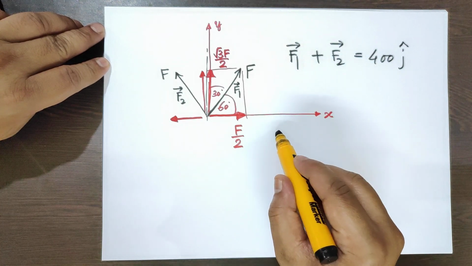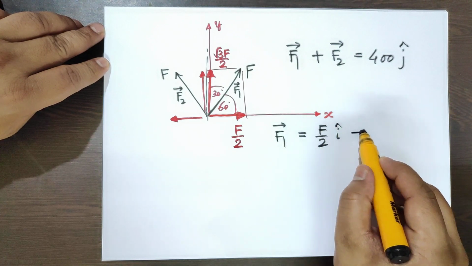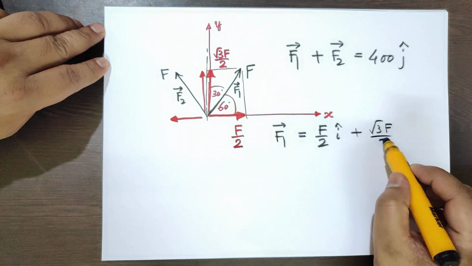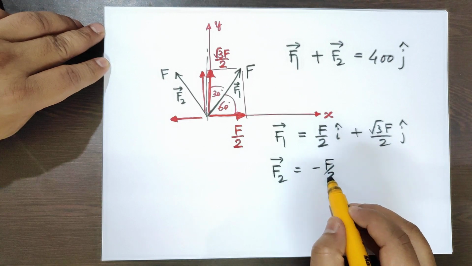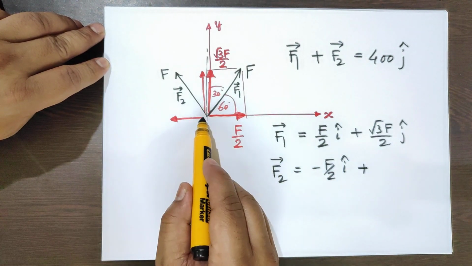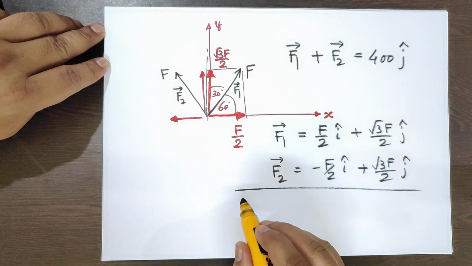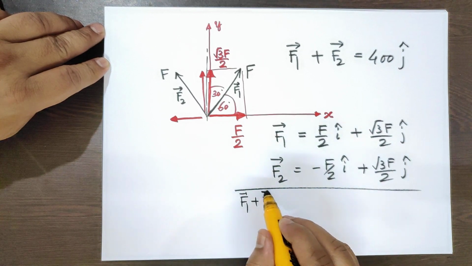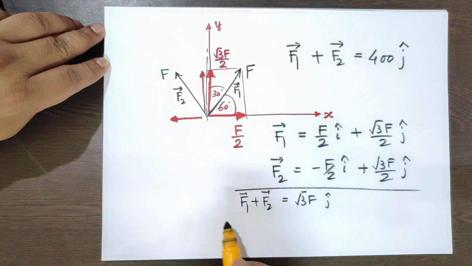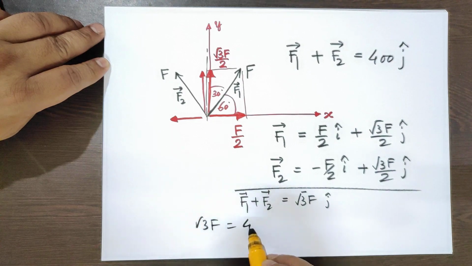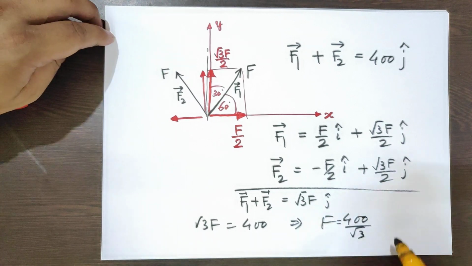Now I will express f1 in terms of unit coordinate vectors. So it is f by 2 i cap plus root 3f by 2 j cap. Now f2 equal to minus f by 2 i cap plus, see this minus, right, plus root 3f by 2 j cap. So their sum f1 plus f2 is equal to root 3f times j cap, but it is given as 400. So root 3 times f equal to 400 implies f equal to 400 divided by root 3 Newton.